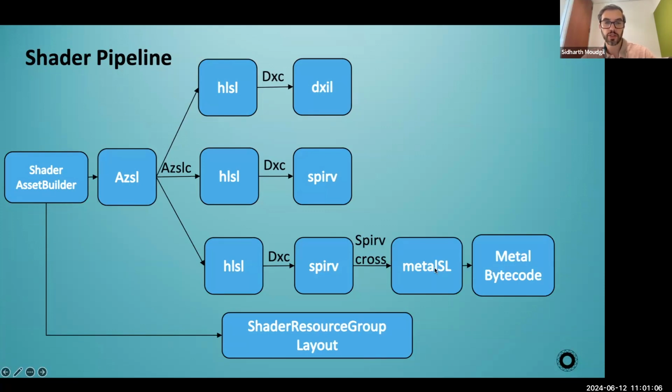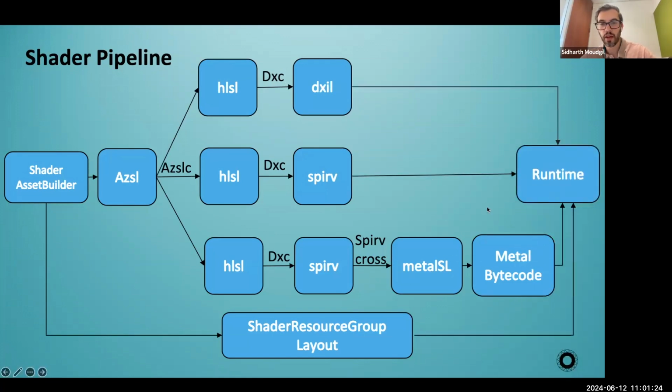Apple have released tools to go from DXIL to MetalSL, and I have an RFC up for that, but we don't have integration for that tool. But that would be the right way. The only problem is that the min spec will be iPhone 11 and not iPhone 10 or iPhone 8 right now. And then all of this gets into the runtime for usage and the layout information related to shader resource groups.